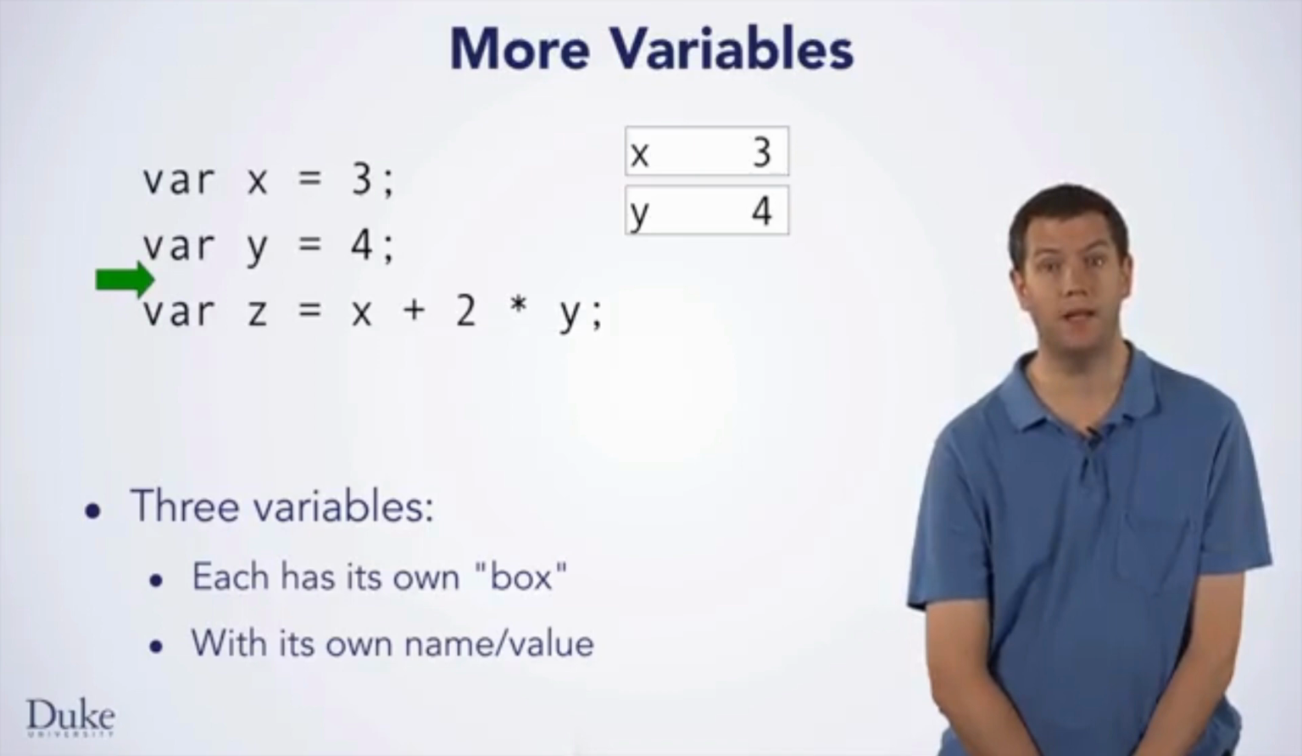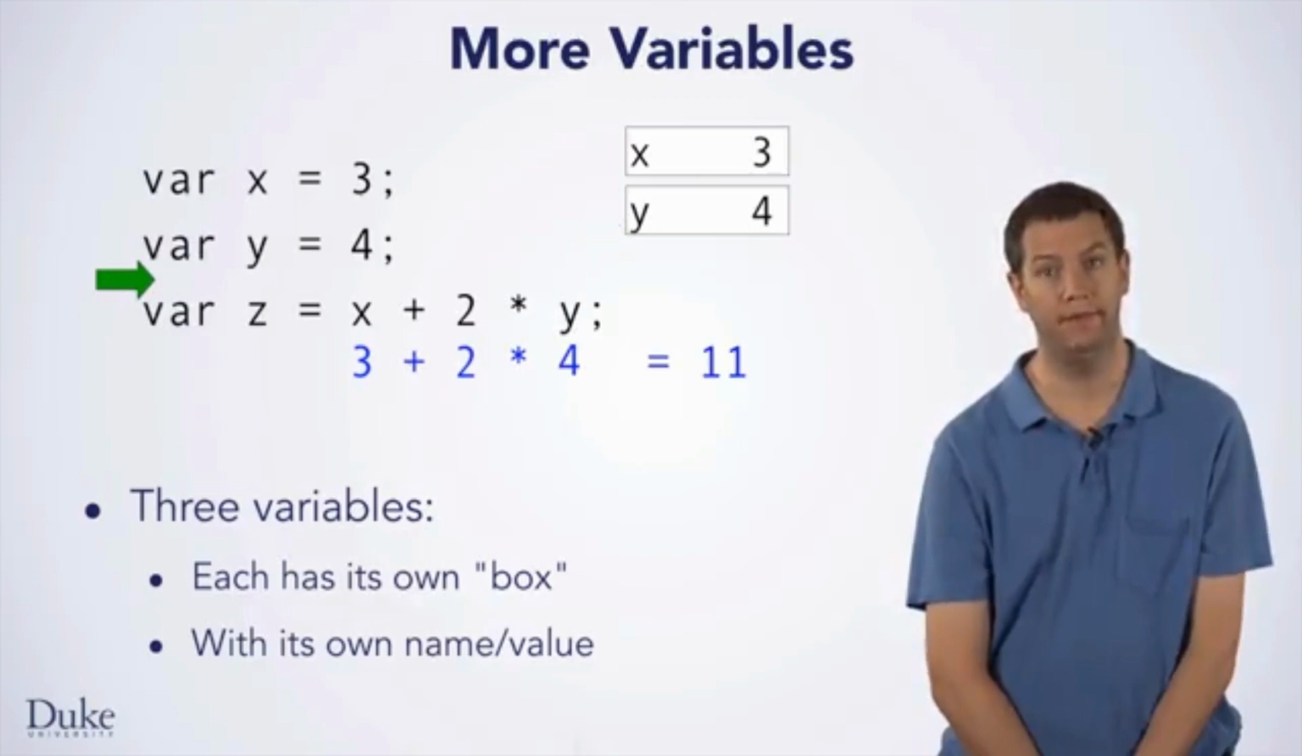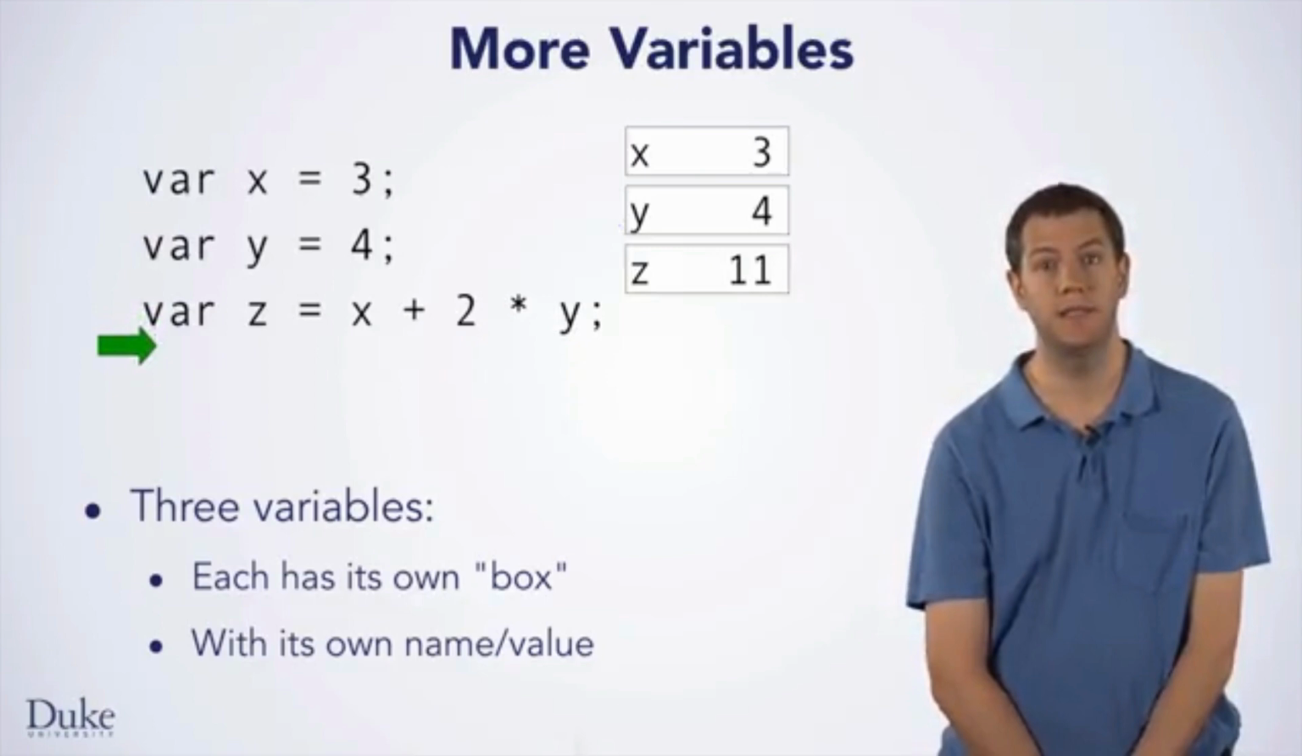Here we have a mathematical expression involving the variables we previously declared, so we just do the math. To get the value for x, we look in its box and find that x is 3. Likewise, to get the value for y, we look in its box and find that y is 4. Now we just have to compute 3 plus 2 times 4, which is 11. So we will create a box named z and initialize it with the value 11.